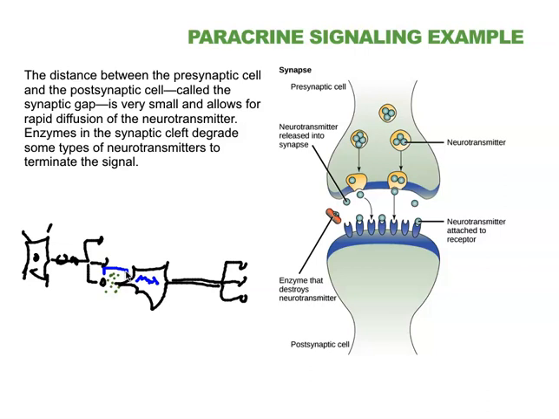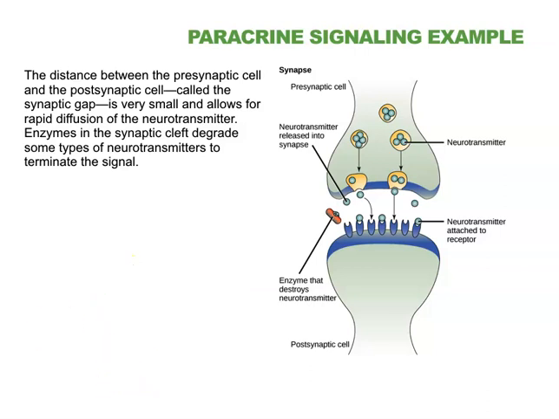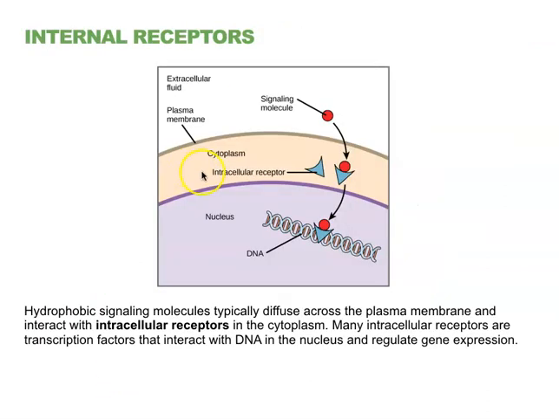You don't want synchronous activities inside some parts of your nervous system. So when we're thinking about what is going to happen next, internal receptors are an example of something we've seen before, where hydrophobic signaling molecules can literally pass through the membrane. Remember the general rule: like dissolves like.